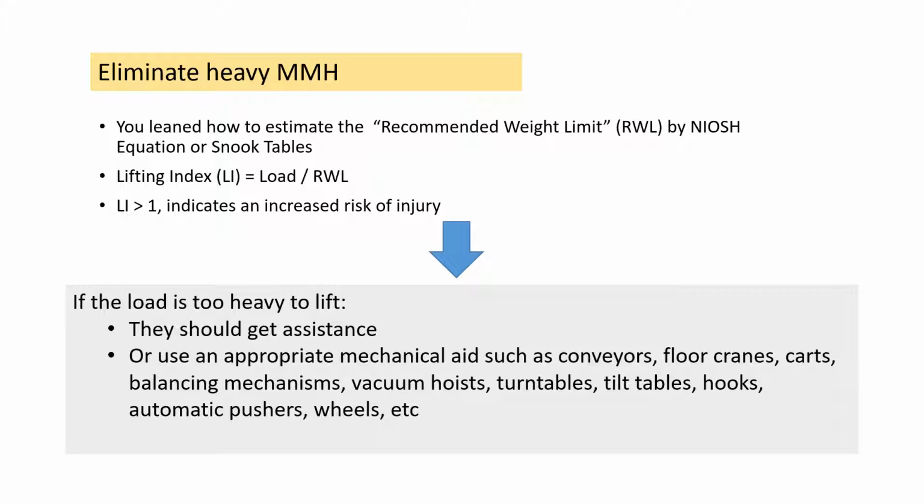How can we evaluate whether the load is high? You learned different models and different methodologies to evaluate the weight limit. If the load is much higher than the weight limit and our lifting index is higher than 1, it means that the load is too much and it may cause injury. So we need to do something related to that heavy load, either recruit more workers or use mechanical aids.